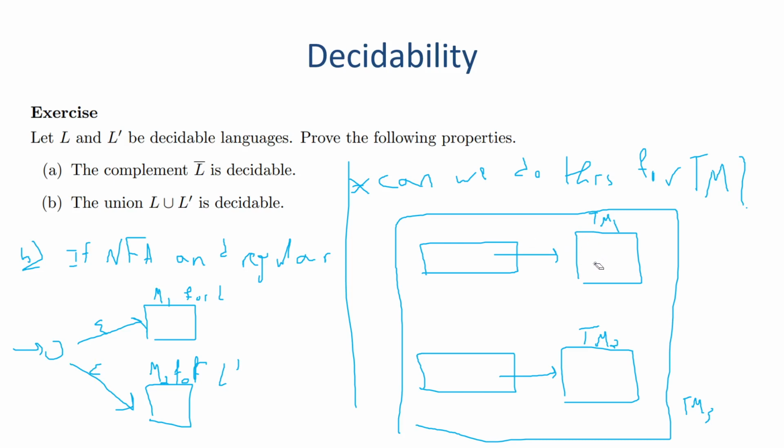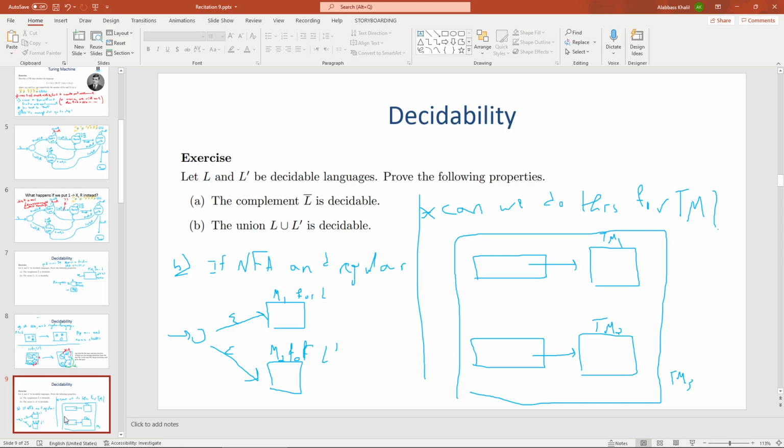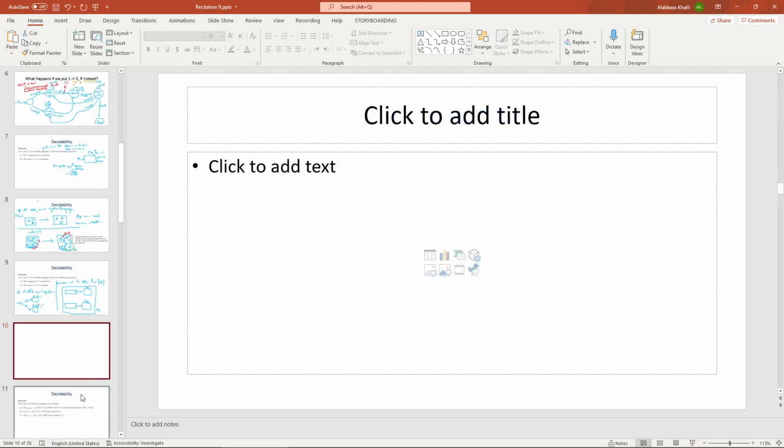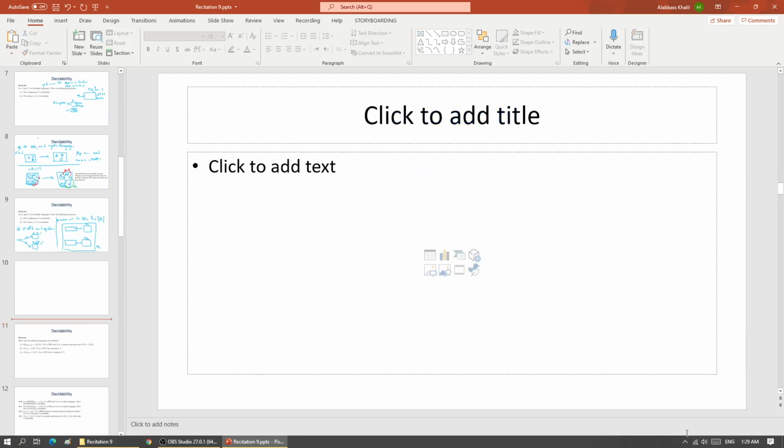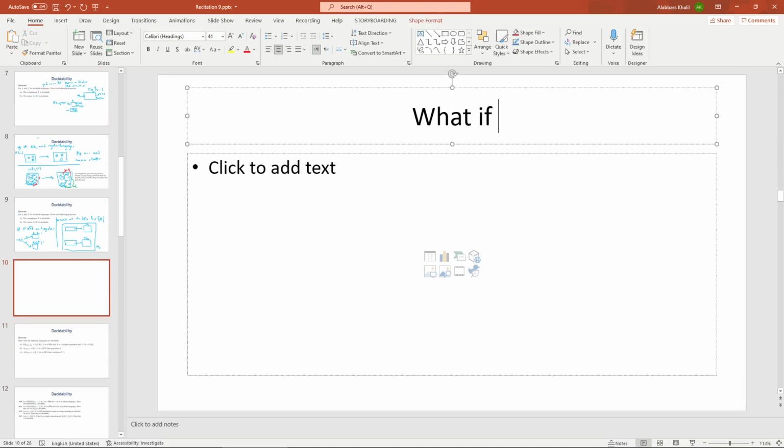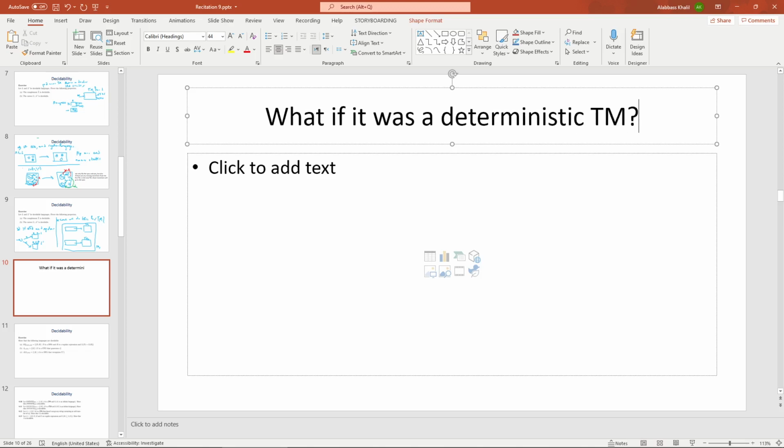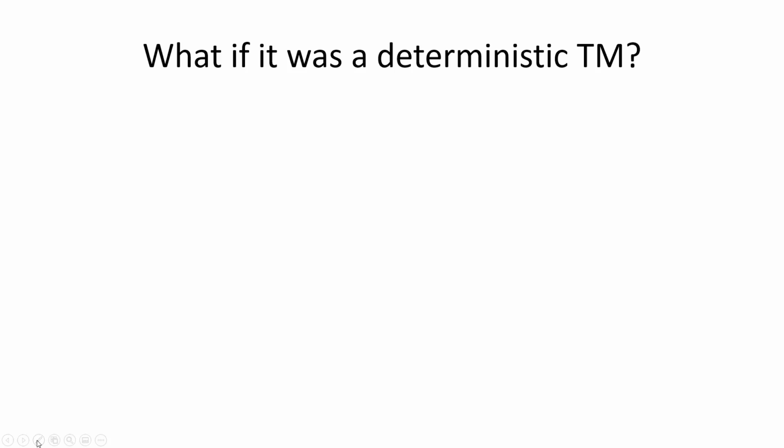But say we didn't have that non-determinism. So what if it was a deterministic Turing machine? Well, that'll also work. So you could pause here and try to think of a scenario, how could you make that work? Because there's no one unique solution, but it is interesting that it could work.